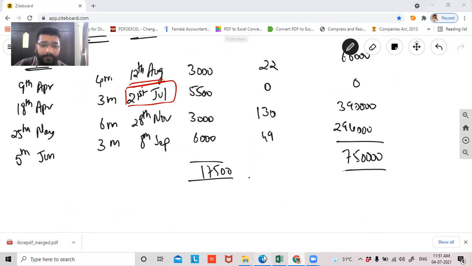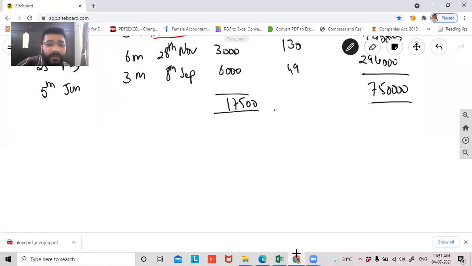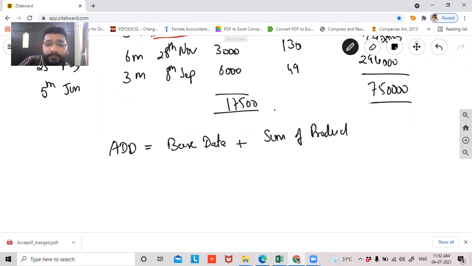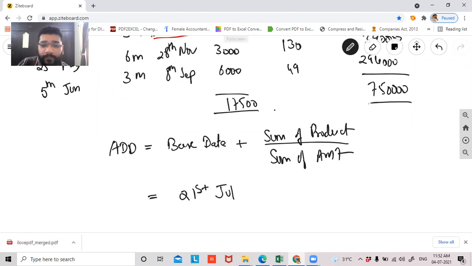Okay, now guys, let's calculate the average due date. Average due date is equal to base date plus sum of product divided by sum of amount. Guys, what is the base date? Can I say 21st of July? Plus sum of product is 7,50,000 rupees divided by 17,500.